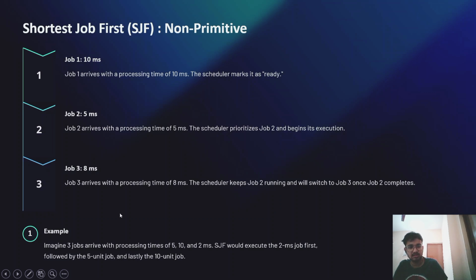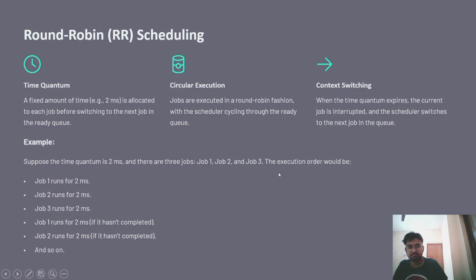So next we have the round robin scheduling, in which a certain fixed quantum is given, and it will be running for that particular instance. It is a circular execution in round robin fashion with the scheduler cycling through the ready queue. Context switching: when the time quantum expires, the current job is interrupted and the scheduler switches to the next job in the queue.